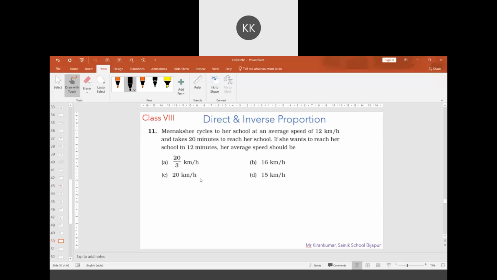20 kilometers per hour, sir. Yes, sir. How to find? The speed into time divided by time. Sir, it is inverse proportion, sir. 20 minutes is equal to 12 kilometers, 12 minutes, 12 into 12 divided by 20.